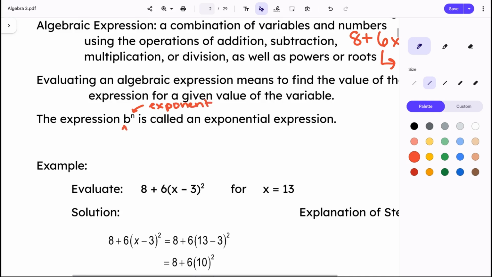And the b is called your base. Anytime we have that, those are considered exponential expressions, because you start to raise something to a power, you're multiplying that term by itself multiple times. And that causes things to grow really rapidly when you start to have exponents in there, because you're increasing the amount very quickly, which is why we call that exponential.